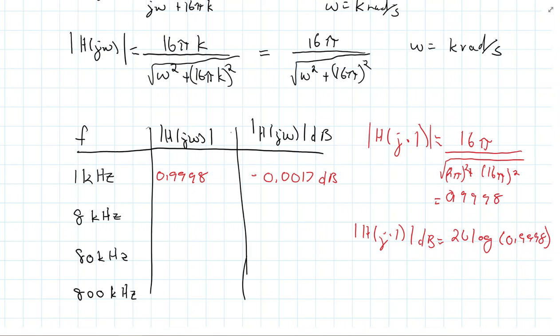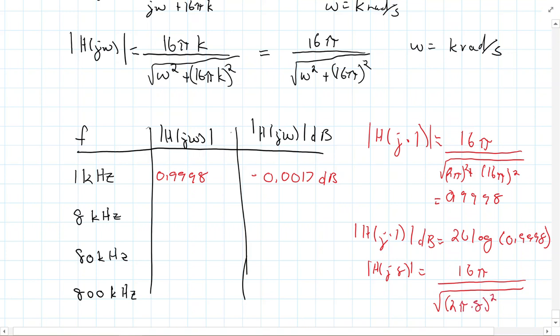And so for here, before I pause it, the next one would be, if we did H at j8, it'd be 16 pi magnitude of this over the square root of, and actually we could make things nicer and factor out some pi's and whatnot, but this would be 2 pi times 8 squared plus 16 pi squared. Okay, so I'll do those computations and fill in our tables.